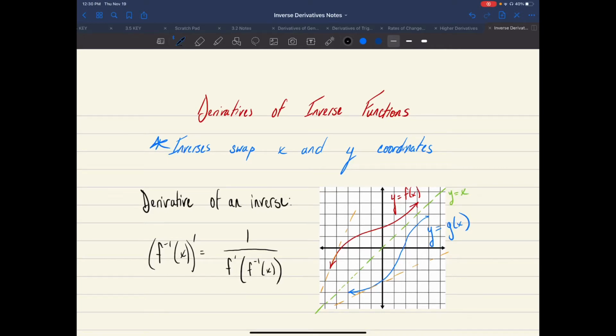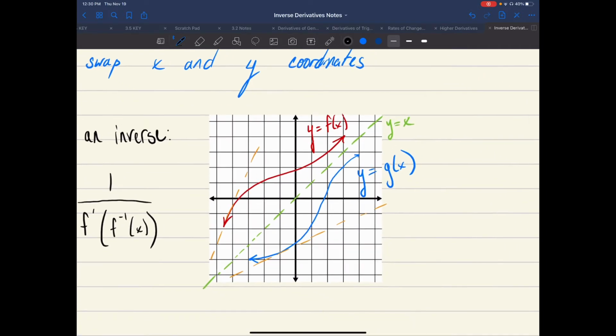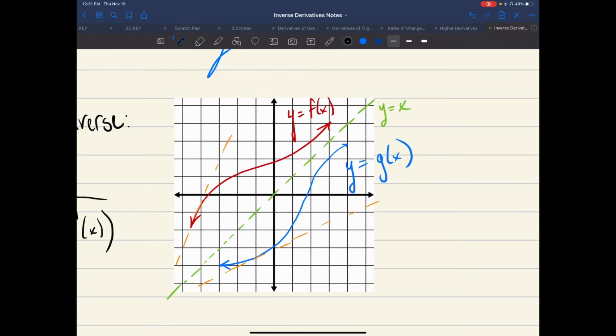Today we're looking at derivatives of inverse functions. So an inverse function is a function that swaps x and y. From pre-calculus, this little diagram, we drew something like this last year. If you have y equals f of x in red as your original function, then its inverse would be reflected over the line y equals x, which is this green dashed line, and its inverse is g of x.